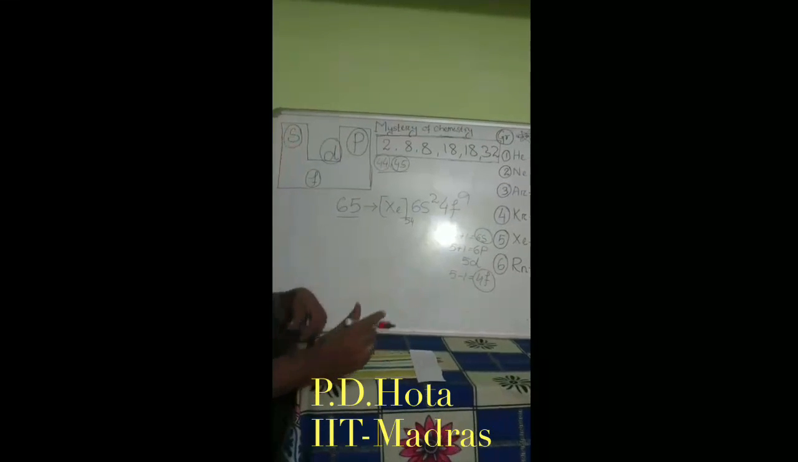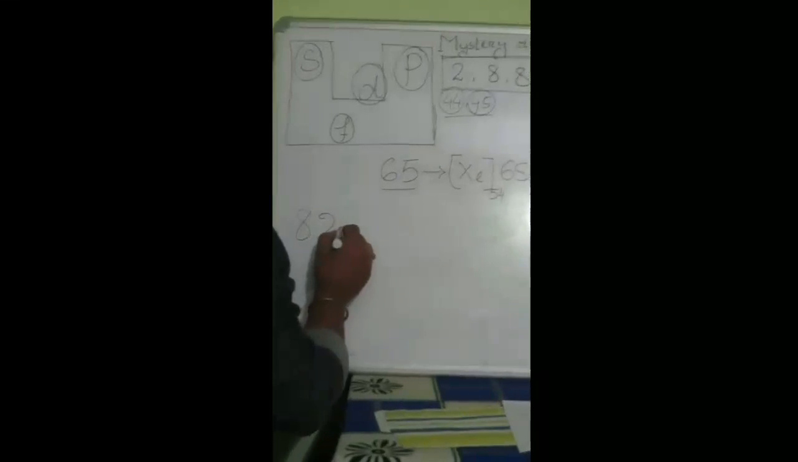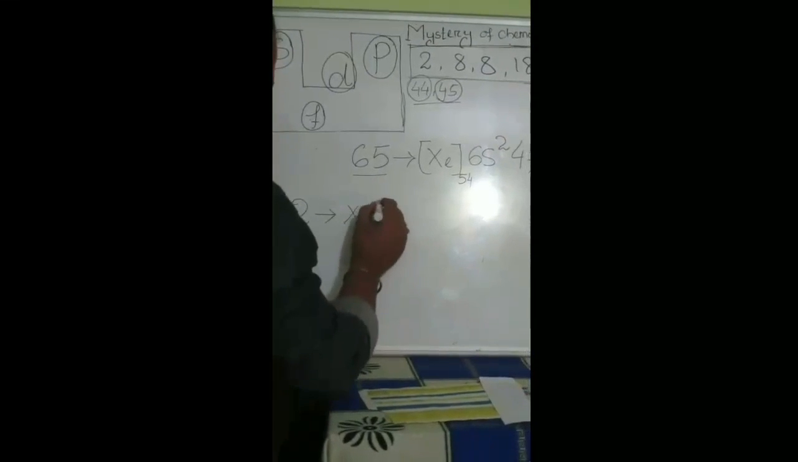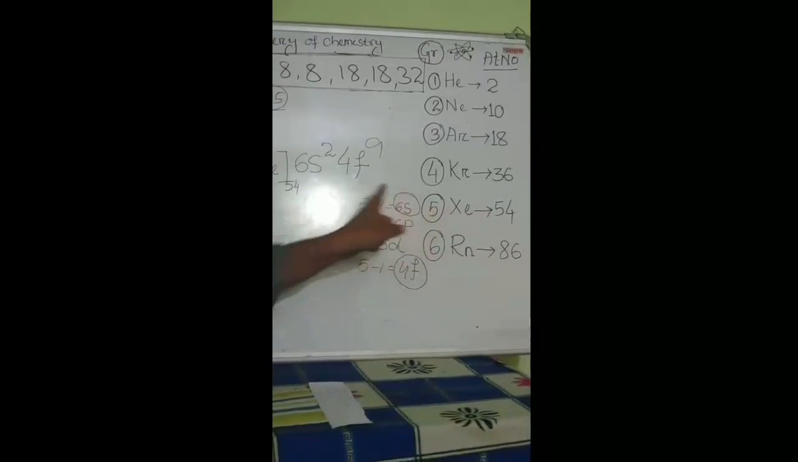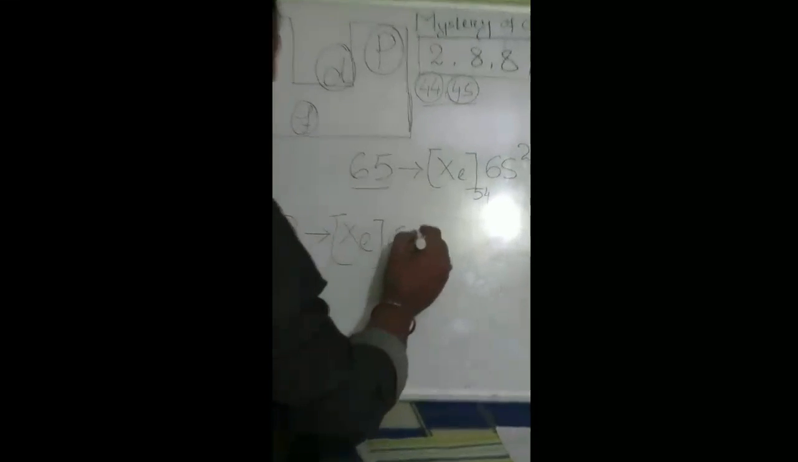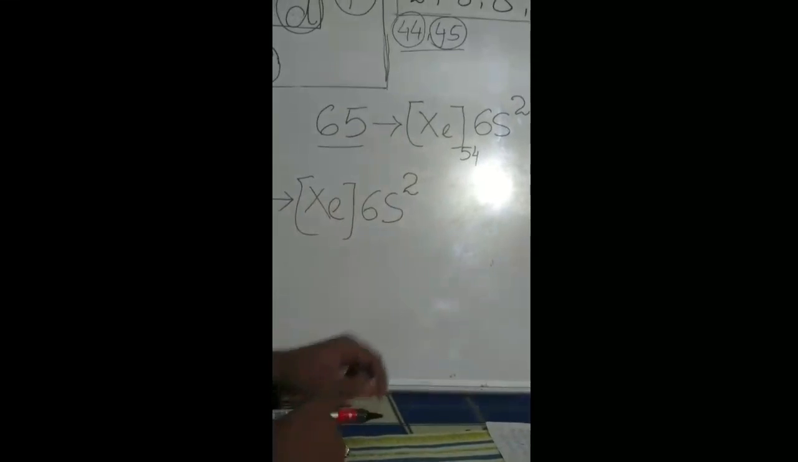So again I will take one example. If the atomic number is 82, what will I do in this case? 82 crosses over xenon, so this one is 54. So I can write here xenon. And also, same as before, this one is from group number 5. So it will be 6s, 5 plus 1 is equal to 6s. So this one is 6s, and the number of electrons is 6s2.